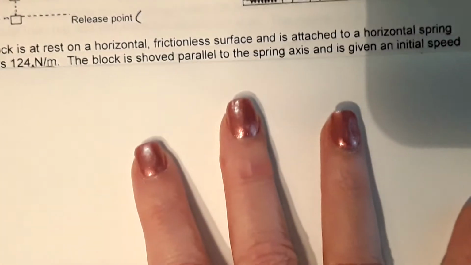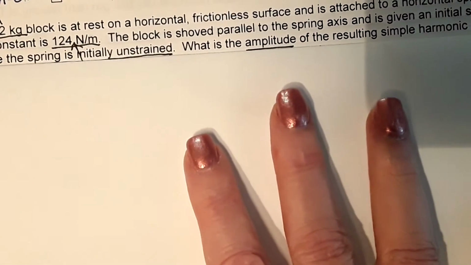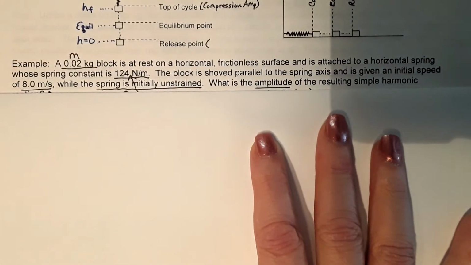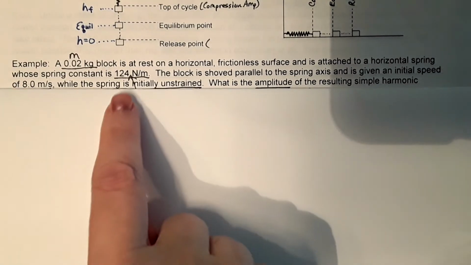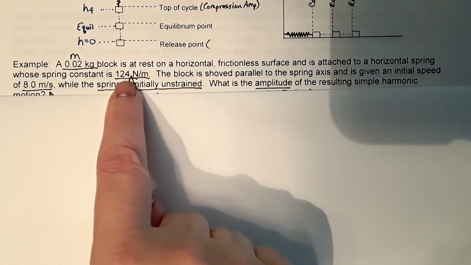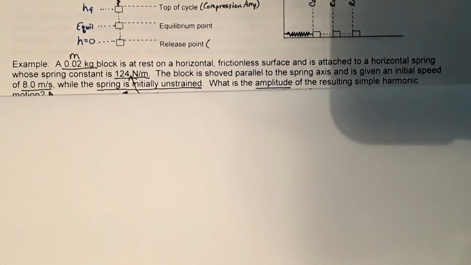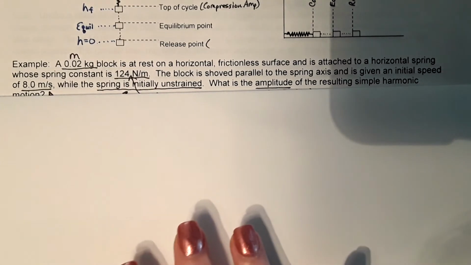Okay, if we look at this example, you have a block at rest on a horizontal frictionless surface. It's attached to a horizontal spring whose spring constant is 124 newtons per meter. The block is shoved parallel to the spring axis and given an initial speed of 8 meters per second while it's initially unstrained. What is the amplitude of the resulting simple harmonic motion?